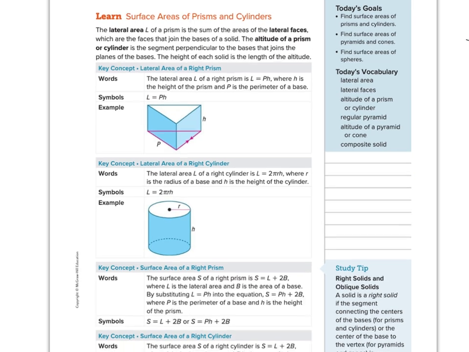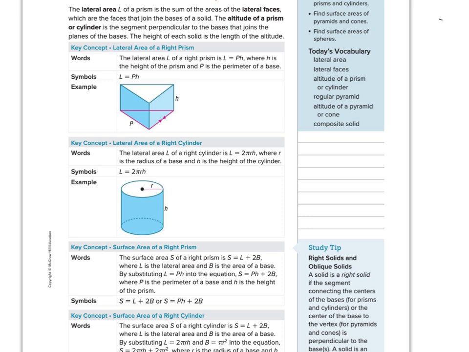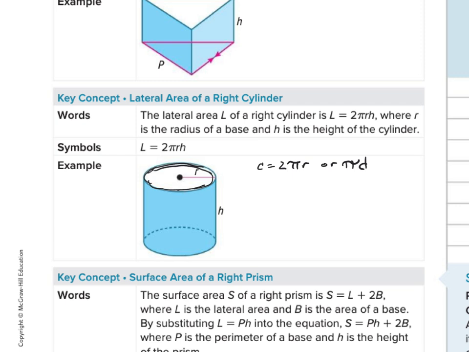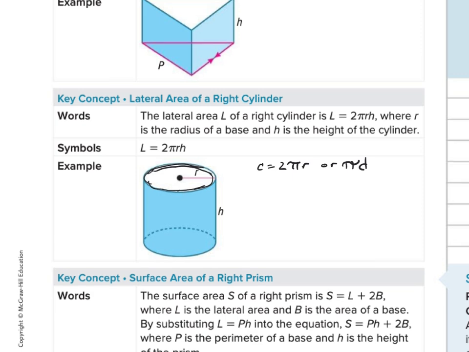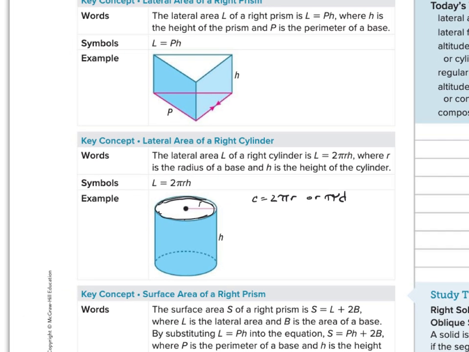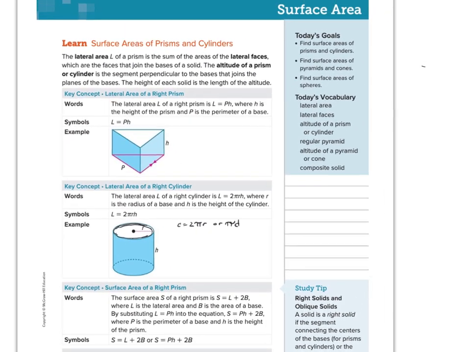Looking here at the cylinder, it has a base, which is a circle. So the perimeter, in essence, is going to be the circumference of that circle. You remember, the circumference is equal to 2 pi r, or just pi times diameter. Well, here, if you look in the formula, 2 pi r, there's my circumference, which would be the perimeter, times the height. So the same concept: we're finding the perimeter of the base, then multiplying it times the height. Okay, so there you go.